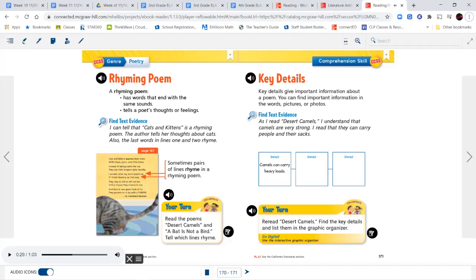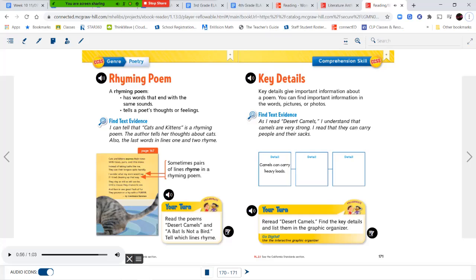Cats and kittens express their views with hisses, purrs, and little mews. Instead of taking baths like me, they use their tongues quite handily. I wonder what my mom would say if I tried cleaning up that way. They stay as still can be, until a mouse they chance to see, and then in one great flash of fur, they pounce on a toy with a purr.